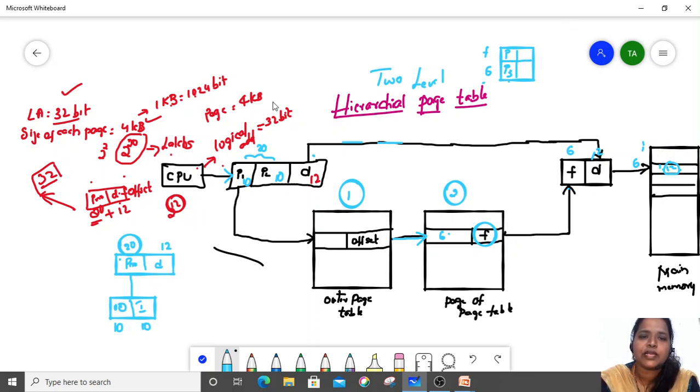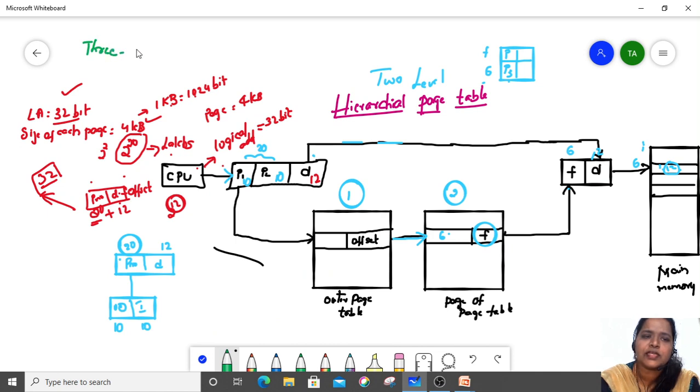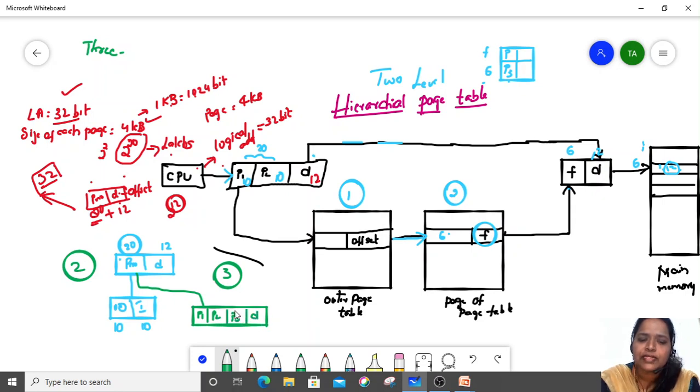Now suppose we want to see 3-level paging. This here is the 2-level paging, and in 3-level paging, the address is going to be divided into 3: page 1, page 2, page 3 and displacement. So in this page 3 you will get the particular frame, and that frame is going to be added with the displacement in order to find the physical address. Fine. So this is the 3-level paging.